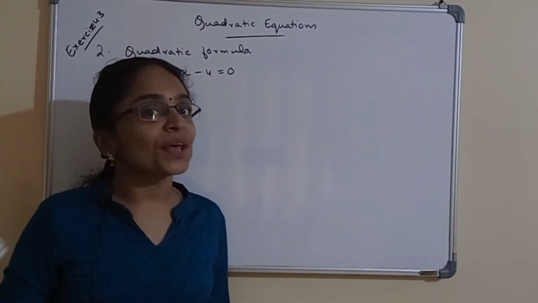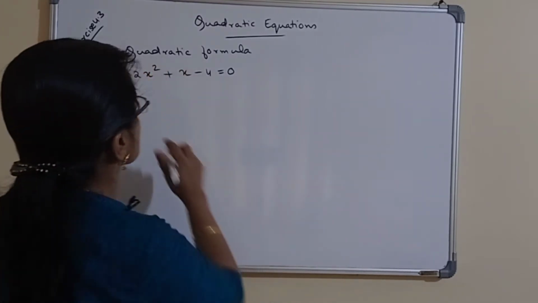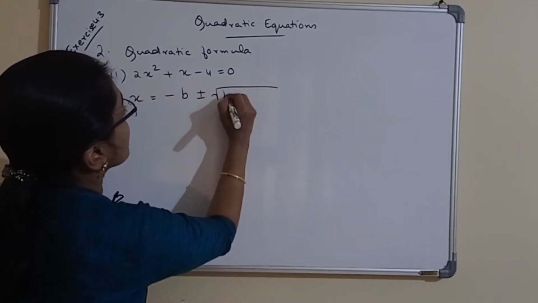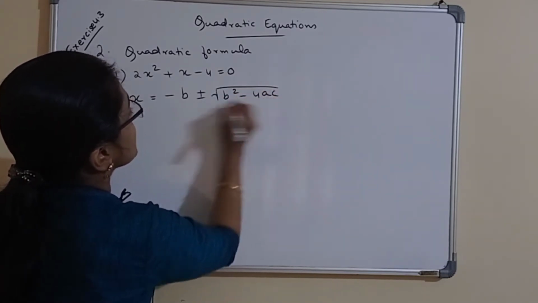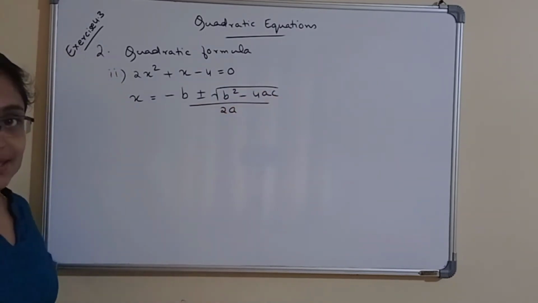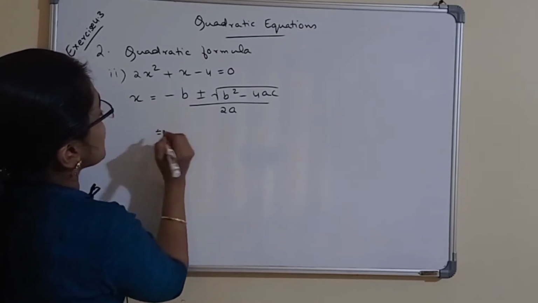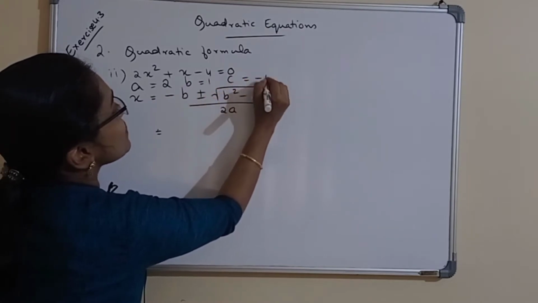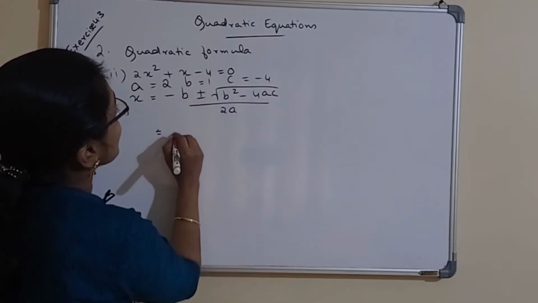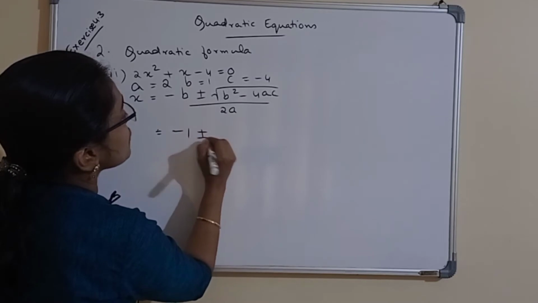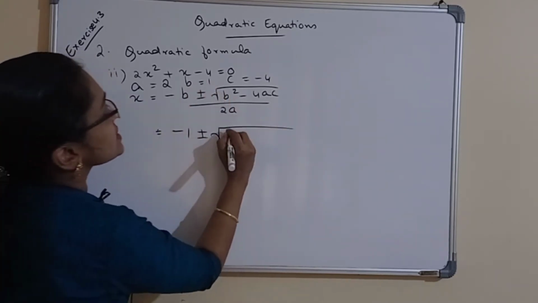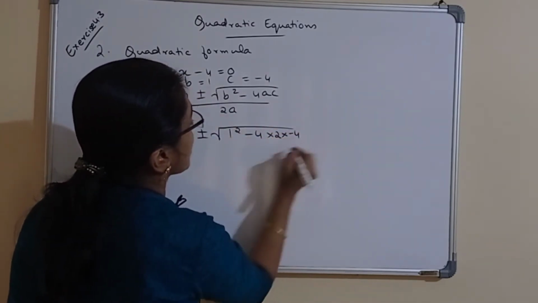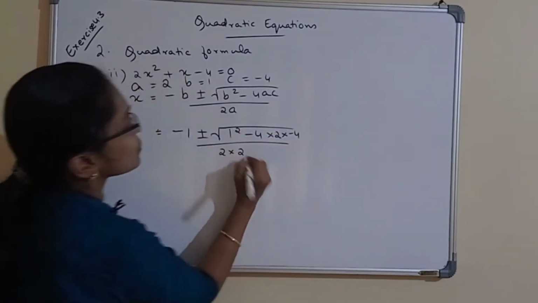Next one, 2x square plus x minus 4 equal to 0. First write the quadratic formula, minus b plus or minus root of b square minus 4ac by 2a. Here a equal to 2, b equal to 1 and c is equal to minus 4. So, substitute that here. Minus 1 plus or minus root of 1 square minus 4 into 2 into minus 4 by 2 into 2. Right?